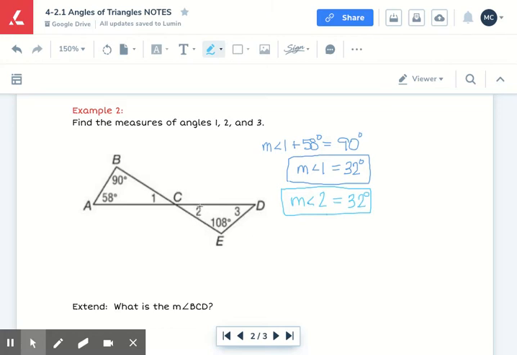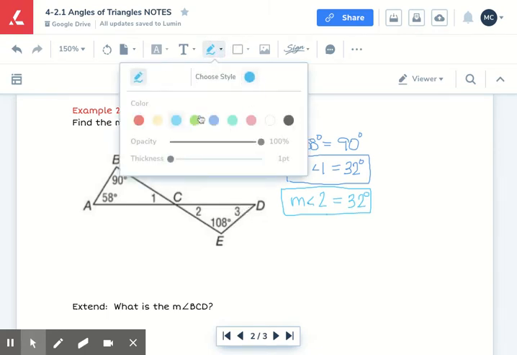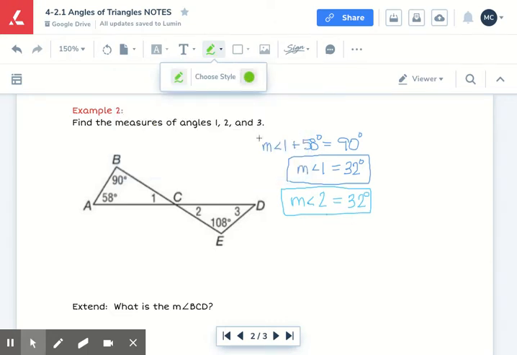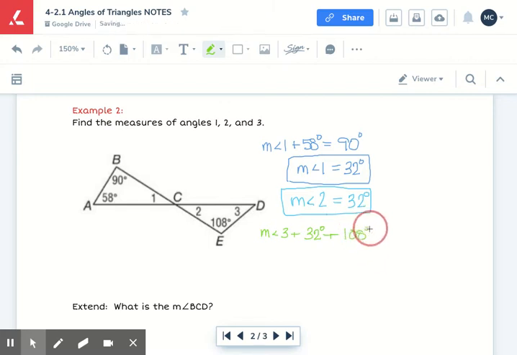Okay, so now if I know that this angle is 32 degrees, and I know that this one is 108 degrees, I can use that to find the measure of angle 3. So I'm going to go ahead and use the triangle angle sum theorem for this one. So I'm going to start with measure of angle 3. And then I'm going to go ahead and do the substitutions when I do this one. So I'll do measure of angle 2, which is 32 degrees, and the measure of angle E, which is 108 degrees. And that has to equal 180 degrees.